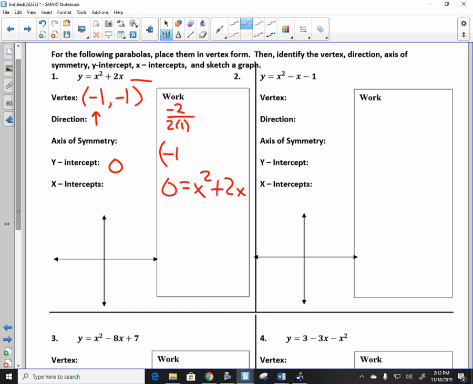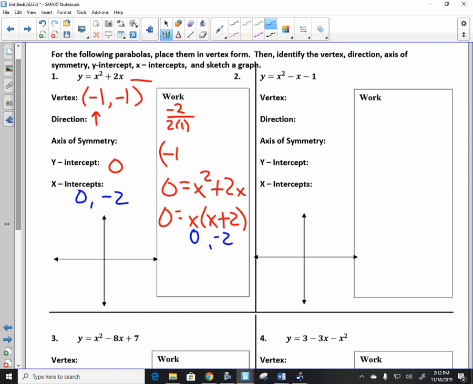What can you factor out of it? Take out an x, and you get x plus 2. So you either have difference of two squares, or a trinomial, or a greatest common factor. As I factor out an x, what is the solution? 0 and negative 2. So the x-intercepts are 0 and negative 2.